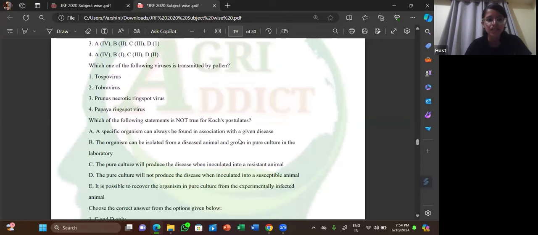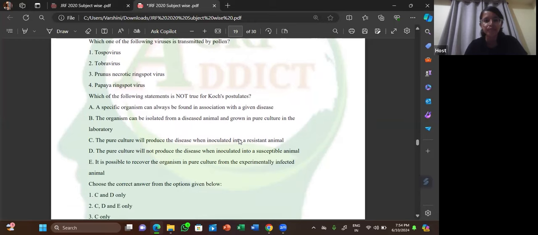answer. Next is, which is the virus which is transmitted by pollen? Does anyone know? There are 4 options. That is tospovirus, tobra, prunus necrotic, papaya ring spot. Very good. Option 3, that is prunus necrotic ring spot virus. This is a virus which actually causes necrotic ring spot disease to the apple, cherry, and even to the almond. So, this mainly infects the apple, cherry, and almond. That is prunus necrotic ring spot virus. This is majorly transmitted by pollen. Okay.